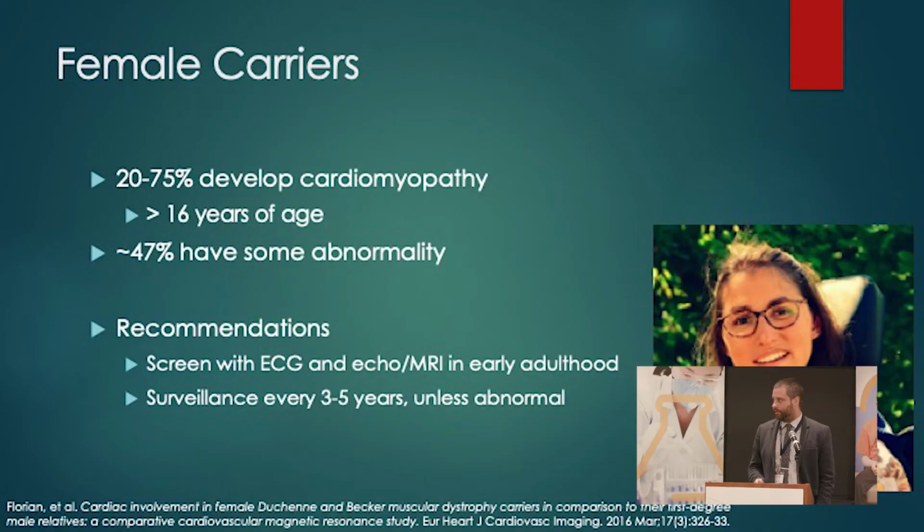And then it's a question we sometimes get, what about female carriers with Duchenne muscular dystrophy? And the studies are widely variable, but a quarter to three-quarters of female carriers will develop cardiomyopathy at some point. Usually that's older, above 16 years of age. And in some of the studies I read, up to about 50% have some abnormalities. It may be just fibrosis on an MRI, or maybe their EKG is a little bit abnormal, but not fulminant cardiomyopathy. But there's still a good amount that will develop that.